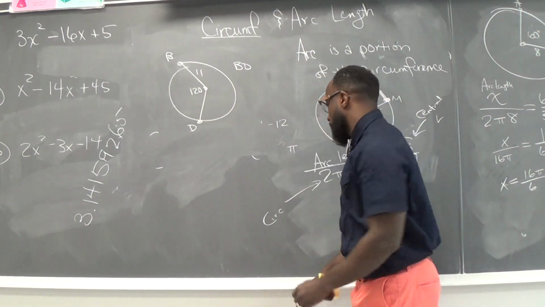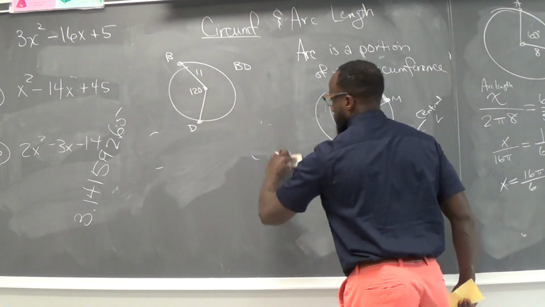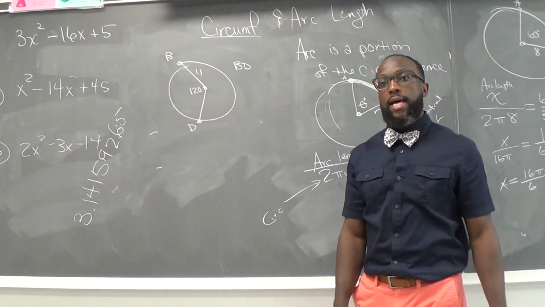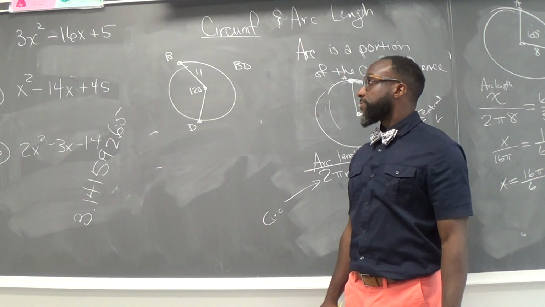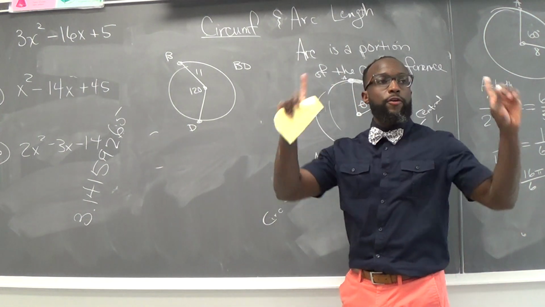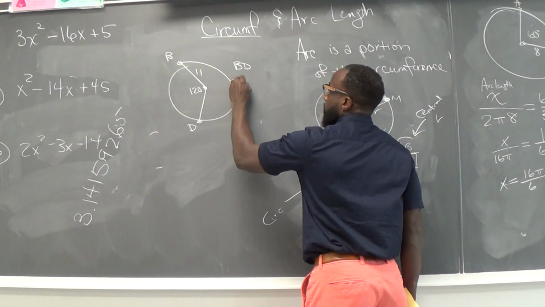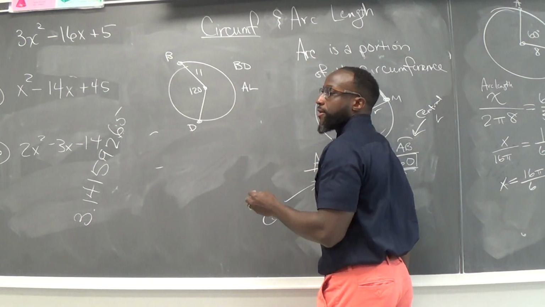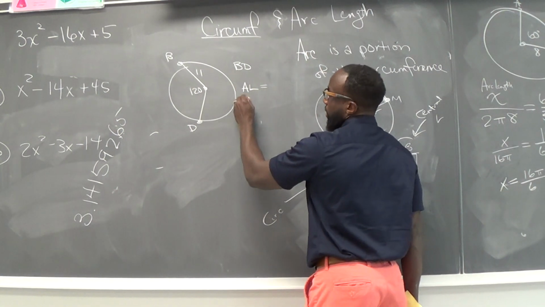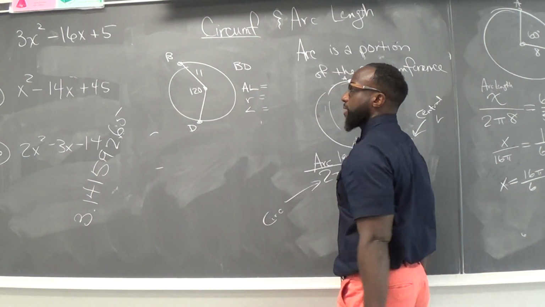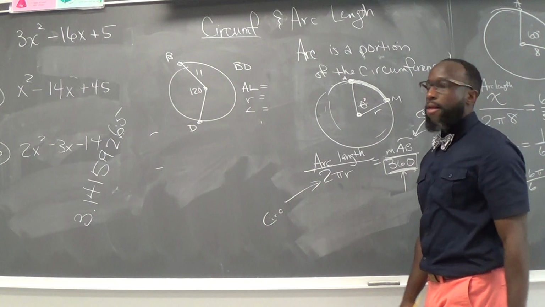Alright, tell me what I would write down. First things first, write out what we have. You can put AL represents arc length, then you can do the radius, and then you can put the angle. Those are the 3 things that you're looking for with the arc length, right?